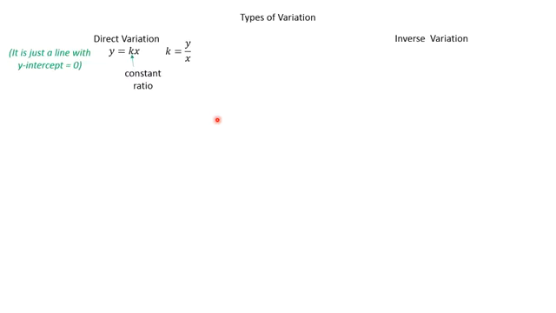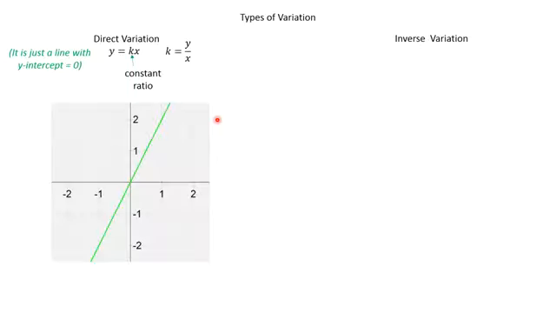But again, direct variation. If we wanted to graph this, it's just a line that goes through 0, 0. This is the graph of y equals 2x. We have a slope of 2. Go up 2 over 1. And again, see, there's nothing special with this. It's just a line, has a little different name. It's okay, don't freak out. It'll be fine. Let's look at inverse variation.